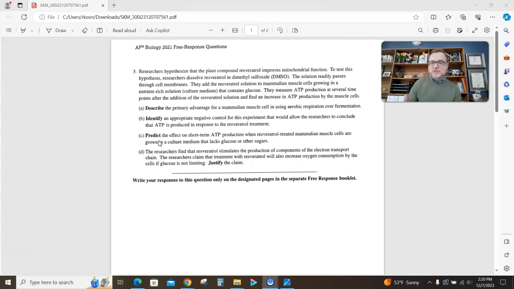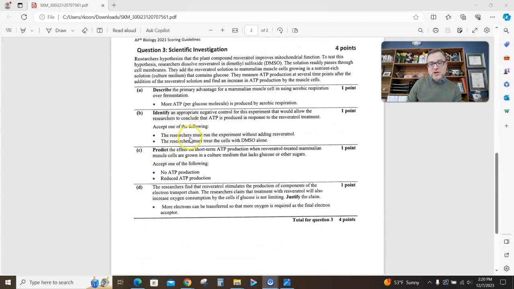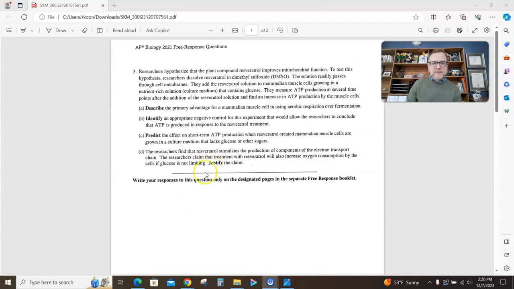If the mitochondria don't produce ATP, then there's something wrong with your mitochondria. If you look at the rubric, the negative control, well, all you had to say is run the experiment without adding resveratrol, or to do it with only the DMSO. Okay.